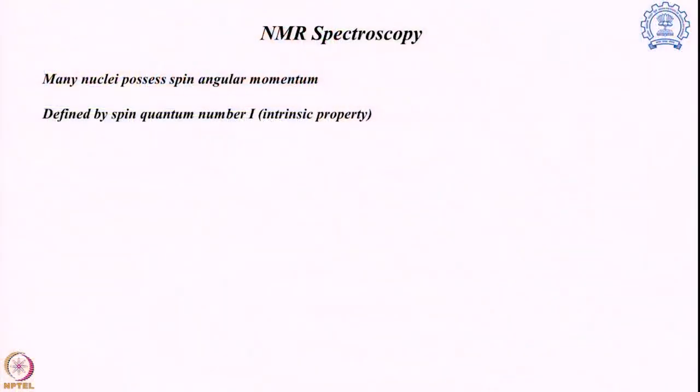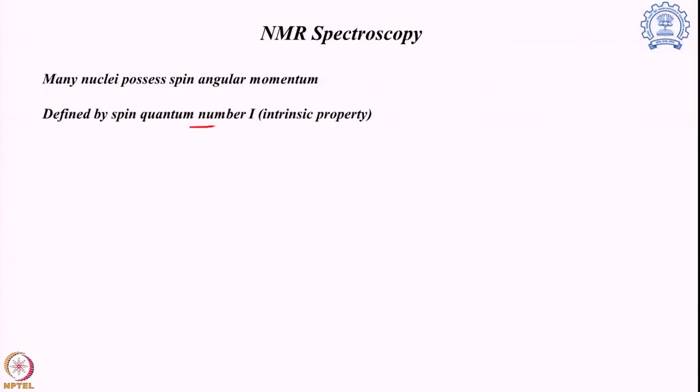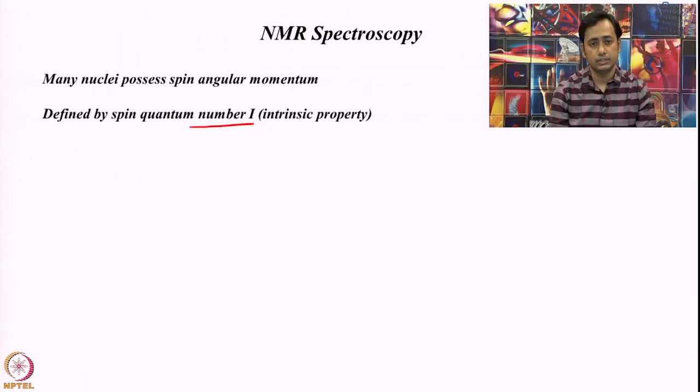Let's start. Most of the nuclei we see around the world contain an intrinsic spin angular momentum, and this spin angular momentum is the main reason behind NMR spectroscopy. This spin angular momentum is defined by the spin quantum number I. The spin quantum number I is how we define a spin system.